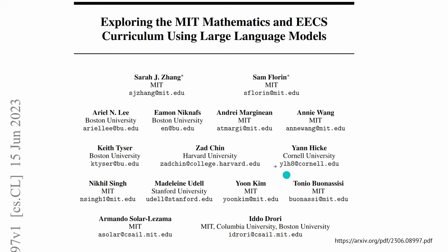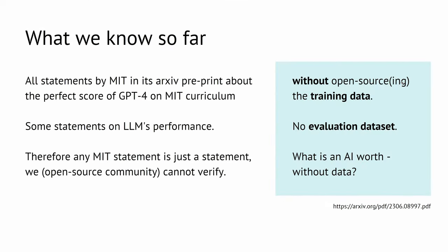Hello, community. Last time we were talking about this MIT preprint, from MIT, Boston University, Harvard University, Stanford University, and Columbia University. So what have we known so far? All statements by MIT in this particular archive preprint about the perfect score, 100%, of GPT-4 on an MIT mathematical curriculum are made without showing us any training data, not open sourcing the training data.